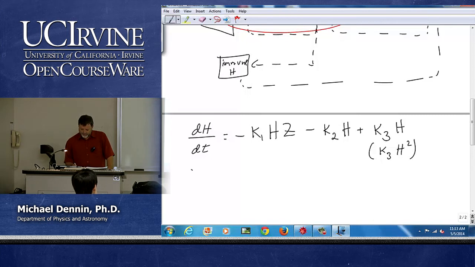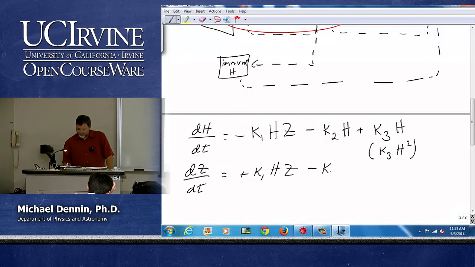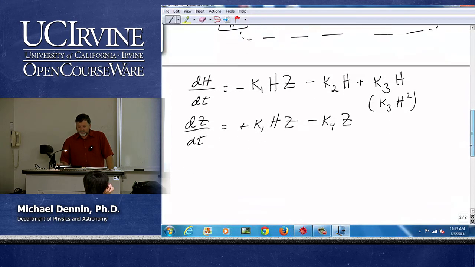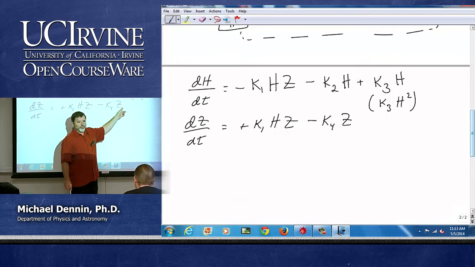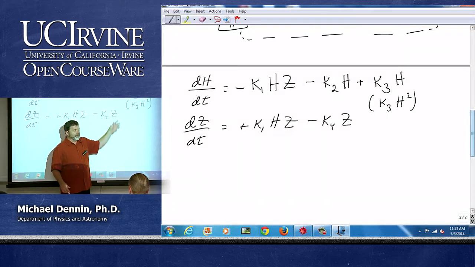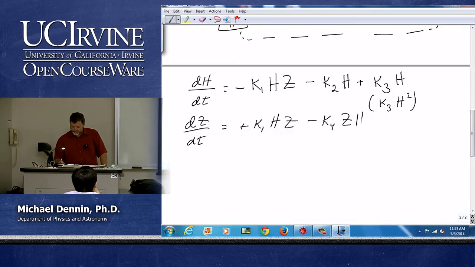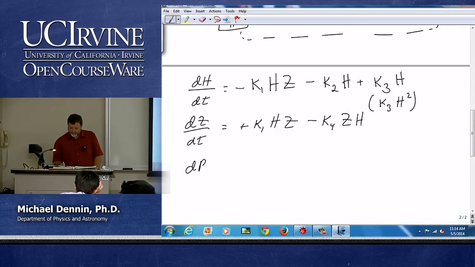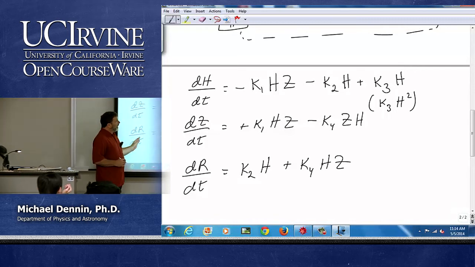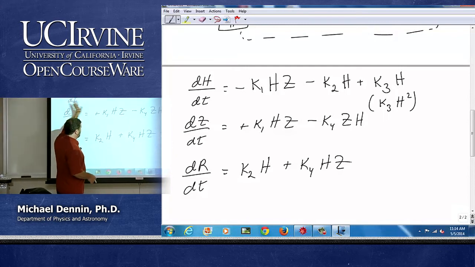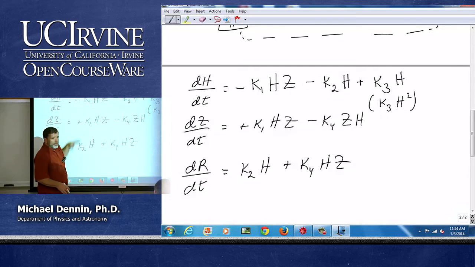Now, for the zombies, we create zombies at a rate k1HZ, but they're removed at some rate k4 just based on the number of zombies. Now, that term might also need an H times Z if it's only humans removing zombies, right? As opposed to them just naturally wiping out. So let's do that for now. Let's say the humans have to remove them. And then finally, things in the removed category are positive. And again, we have the H times Z. And one of the fundamental features of a model like this is it's coupled, right? The variables depend on each other, but it's also nonlinear.